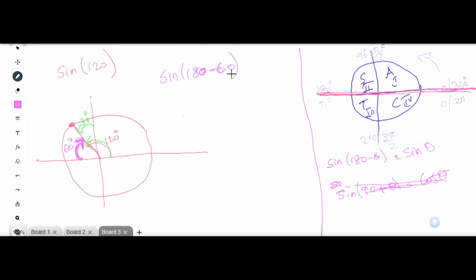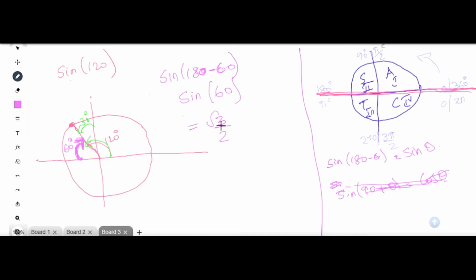Okay. So what is sine of 180 minus 60? As I told you, sine of 180 minus theta is sine theta. So sine of 180 minus 60 will be sine 60. Do you know the value of sine 60 now? Sine 60 is root 3 over 2, right? Yes, root 3 over 2 is the answer. So sine 120 is nothing but the value of sine 60 itself. Now you can easily find out what sine 120 is.